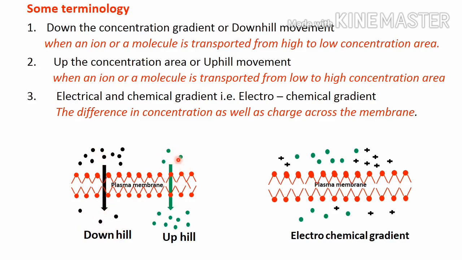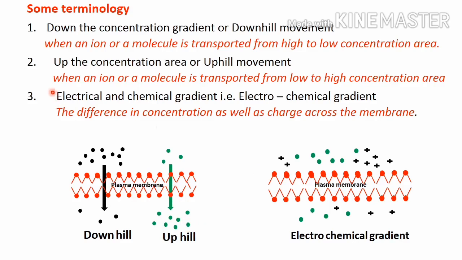Whereas on the other hand, here the green dots or green balls represent some molecules low in concentration that are still transported, as represented by this arrow, towards the area of their high concentration. So these molecules are being transported from their low concentration area to high concentration area, that is, against their concentration gradient, and then it is called uphill transport of the molecules or solutes.